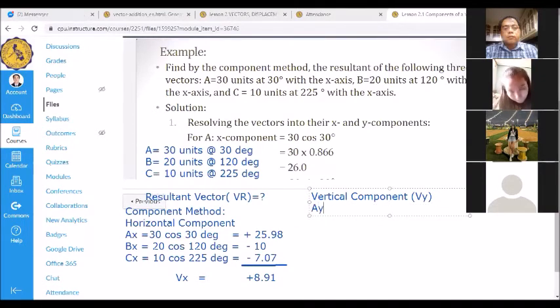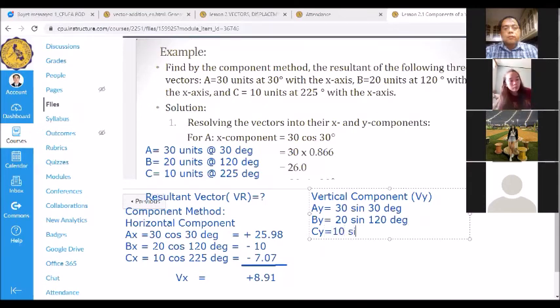So first of all, that will be AY, BY, no? And C sub Y. And can you please help me, no? What are the values of our AY? AY is 30 sine of what? Sine of 30 degrees. Then this one is 20, no? Sine of 120 degrees. And third is 10 sine of 225 degrees, no?